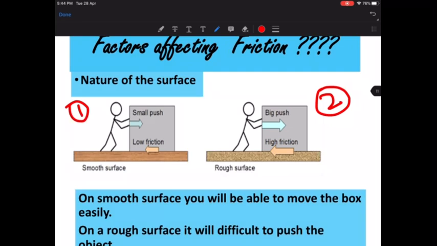Let's say you pour some soap water on the floor, or you pour some oil on the floor, so the floor becomes smooth as compared to a normal rough surface.